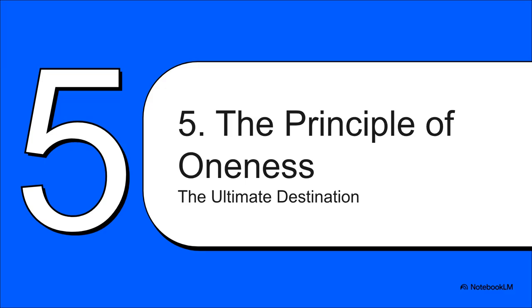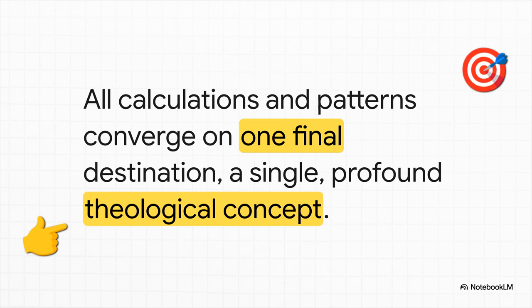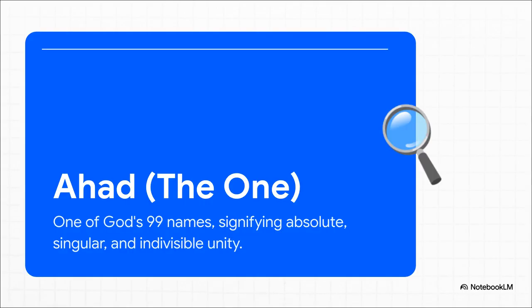But what is the ultimate point of this intricate web? According to the source, all of these coordinates, all these connections are designed to point toward a single profound theological concept. Every calculation, every pattern of presence and absence is supposedly a pathway. And the analysis argues that if you follow these pathways, they all converge on one final destination, one core idea. And that destination is Ahad, or the One. This is one of the 99 names of God, and it signifies absolute, indivisible unity. The claim is that this entire complex web of coordinates is a mathematical and thematic illustration of this core principle of God's oneness.